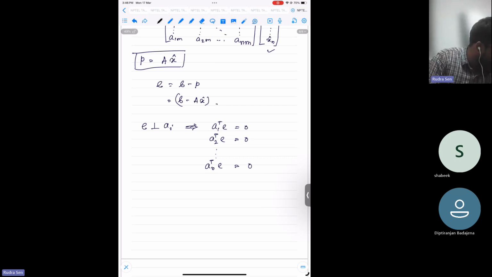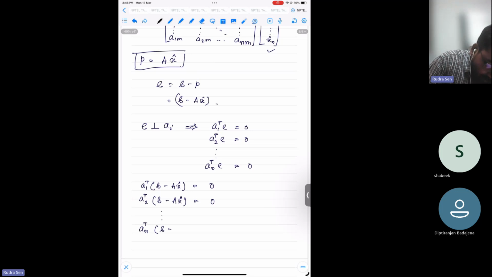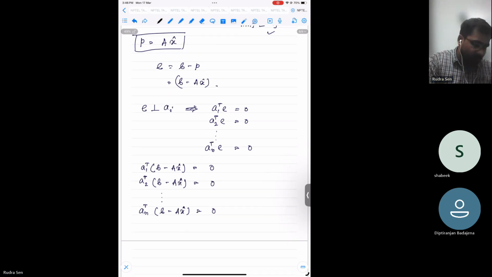So how can we write these things? a1 transpose, what is e? e is b minus A x hat. This equals 0. a2 transpose times b minus A x hat equals 0. Now an transpose times b minus A x hat equals 0.